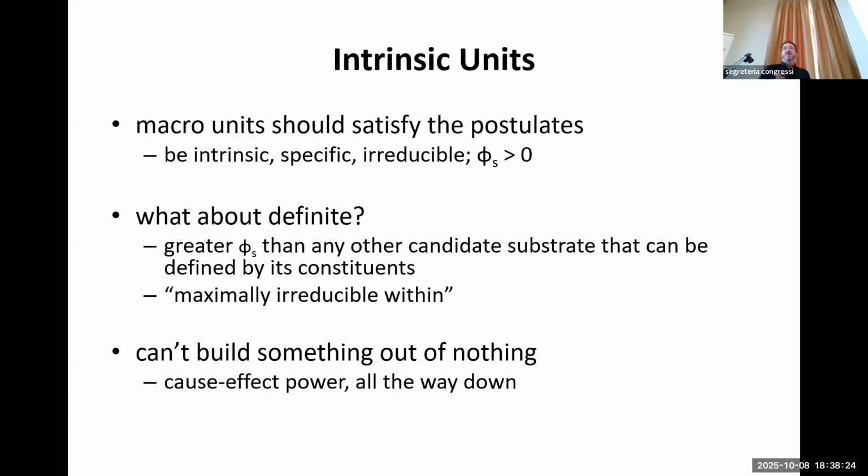Well, I can't say that they should be the global maximum because, of course, then you get this circular problem where the system you're building to be the global maximum excludes its own units. And we came up with this notion of maximally irreducible within, meaning it's not a global maximum, but it's the best you can do using only the units you're working with and the temporal grain you're working with. So it's greater phi than any other unit that could be defined from within it.